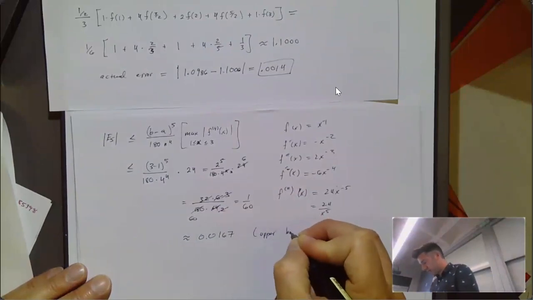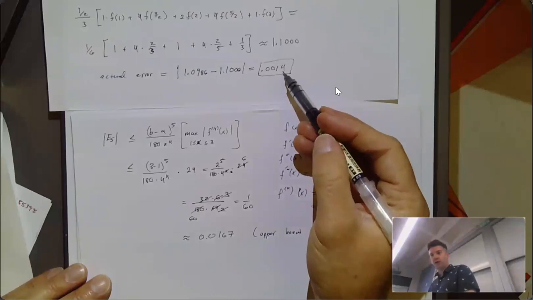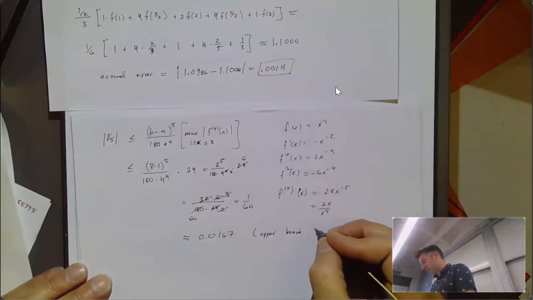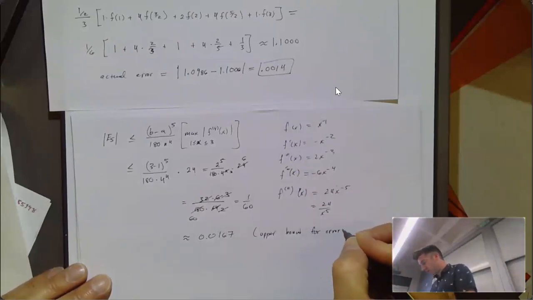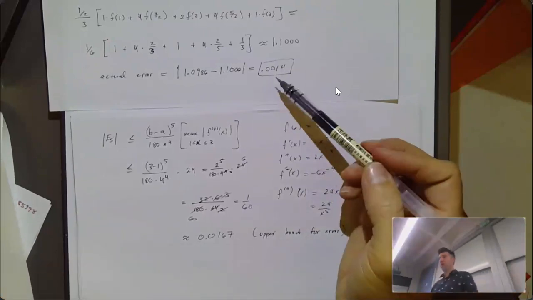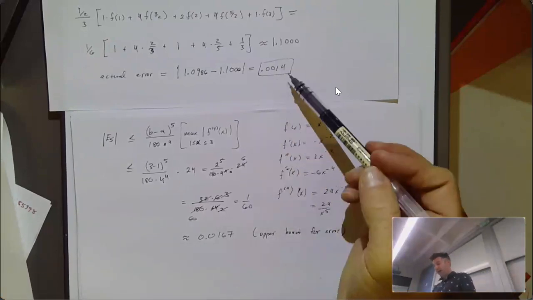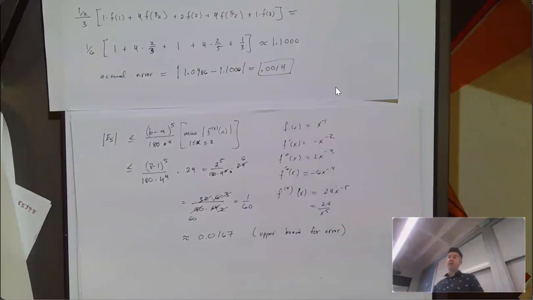And again, we see, yeah, great. Our actual error was certainly less than our upper bound for error, which it should be. So if you were able to calculate the actual error and the upper bound for error, and that's not smaller than that, you need to go back and check your work, right? Because something is going on, there's an error somewhere.